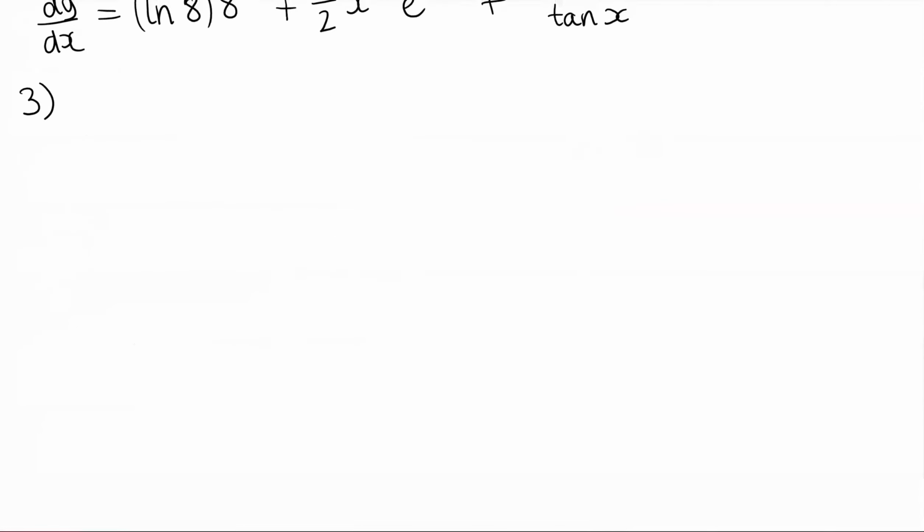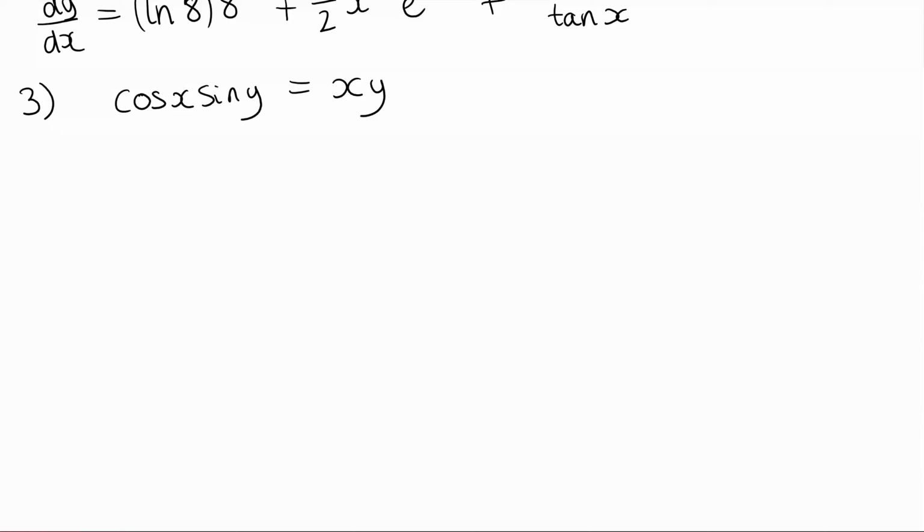Right then, 3 then, we've got cos x sine y equals xy. So the goal with all 5 of these differentiation problems is to get dy by dx. So what I'm going to do is differentiate both sides with respect to x. So I'm going to start here on this left hand side.